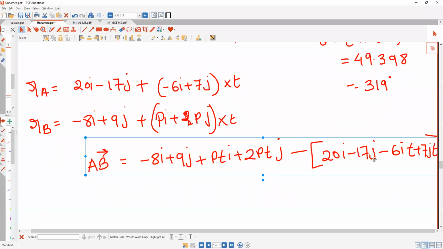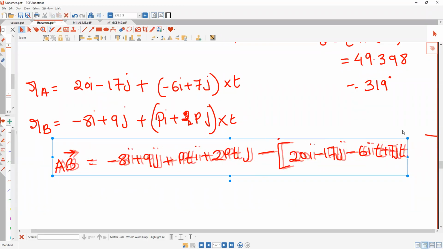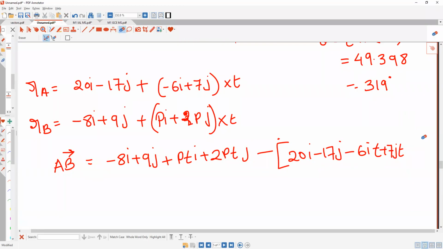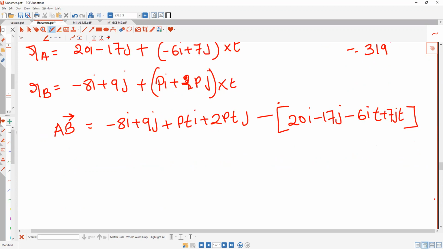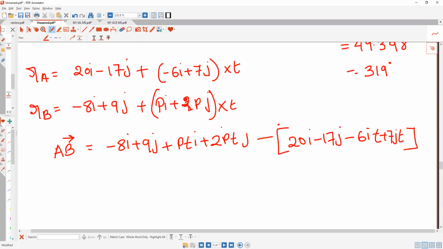All of you understood this A minus B concept? What I'm doing here to find the speed? They said southwest, right? Remember, we did two questions before this itself, A to B and P to Q, something like that. Remember? Yes. I'm trying to find AB. To do AB, I'm doing rB minus rA.